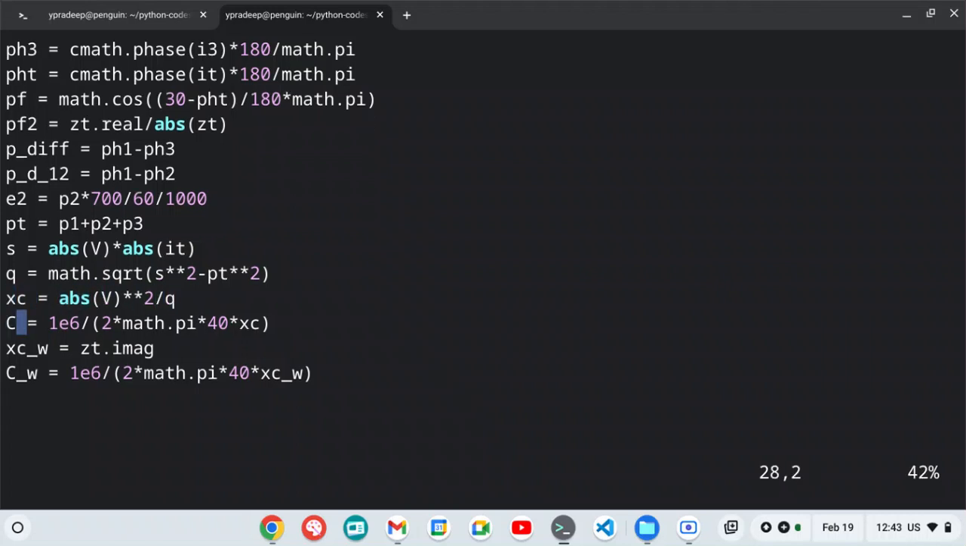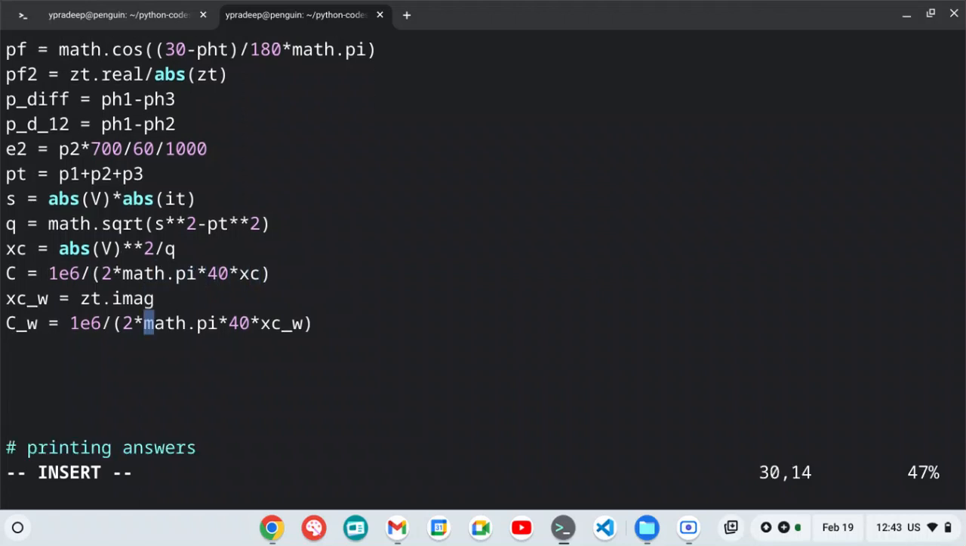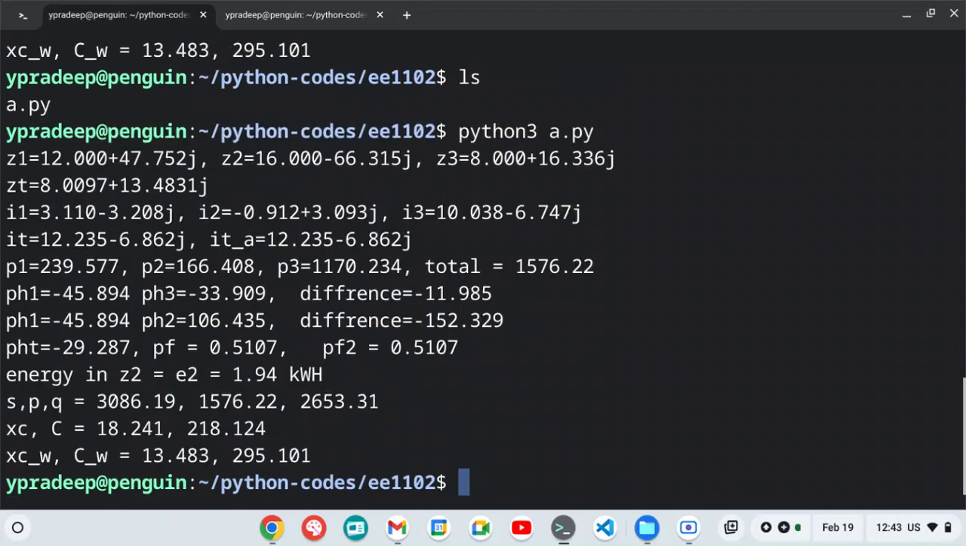Then from that XC I can find C, which is actually 1 divided by 2 pi f, where f is 40, and XC. Because I want it in microfarads, I will add 10 to the power of 6 in the numerator. So the answer will directly come in microfarads. Now these two lines you ignore. I'm interested in the value of XC and C. Okay, so let us run this program and check again.